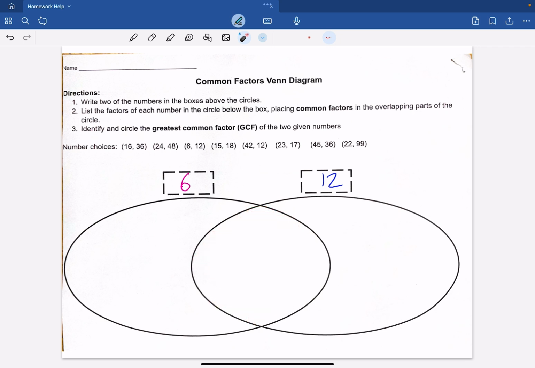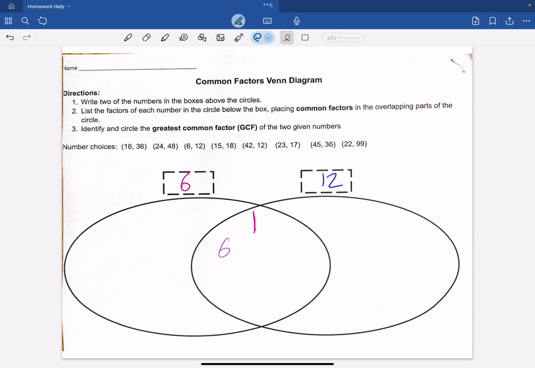All right, so let's take a look at 6 first. What numbers can I multiply together to make 6? Well, I know that 1 is a factor for every single number, so 1 is going to go right here in the middle. And I can say 1 times 6 equals 6. So I could put a 6 over here, but I recognize that 6 is also going to be half of 12.